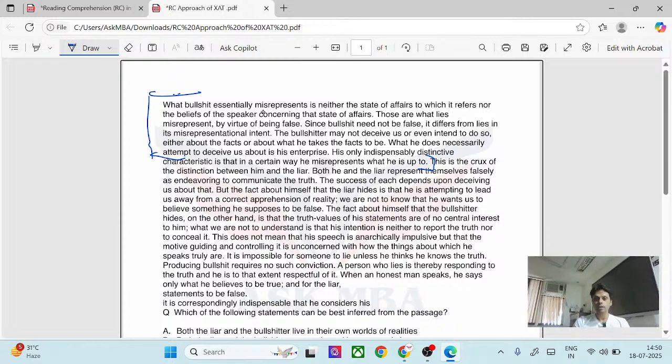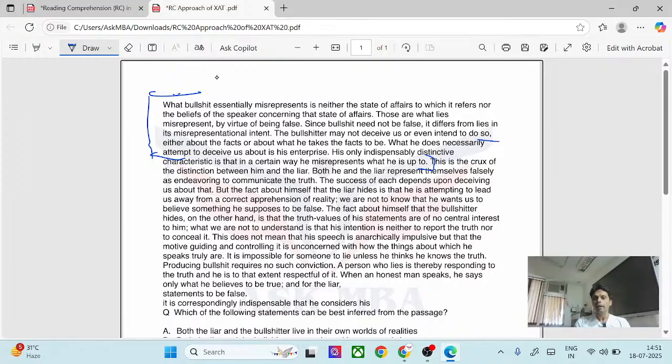What bullshit essentially misrepresents is neither the state of affairs to which it refers nor the belief of the speaker. Concerning that state of affairs, those are what lies misrepresent by virtue of being false. Since bullshit need not be false, it differs from lies in its misrepresentational intent. The bullshitter may not deceive us or even intend to do so, either about the facts or about what he takes the facts to be. What he does necessarily attempt to deceive us about is his enterprise. His only indispensably distinctive characteristic is that in a certain way he misrepresents what he is up to.